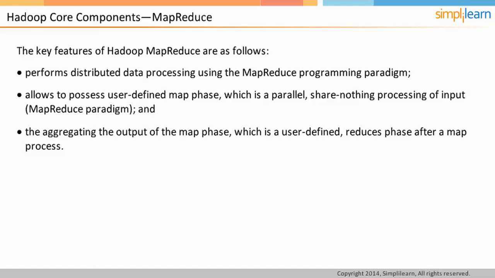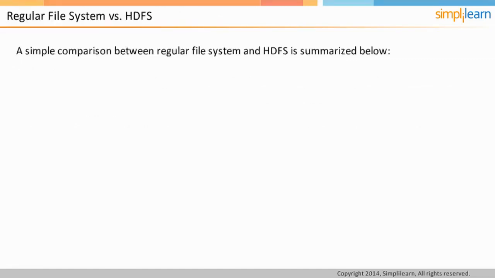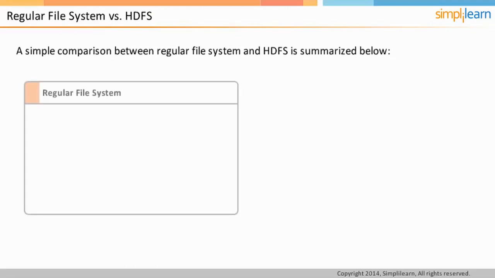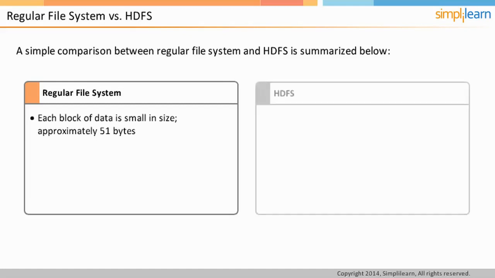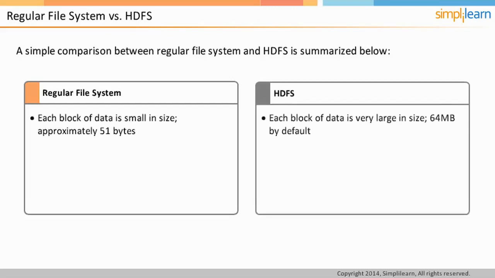differentiate a regular file system from HDFS. A comparison between a regular file system and HDFS is shown on screen. In a regular file system, each block of data is small, usually about 51 bytes. However, in HDFS, each block is of a very large size. It is 64 megabytes by default.